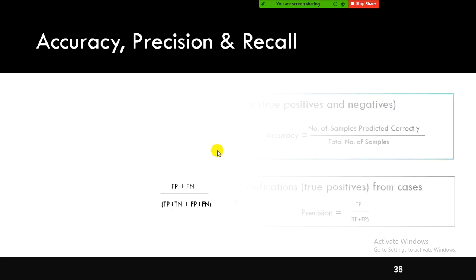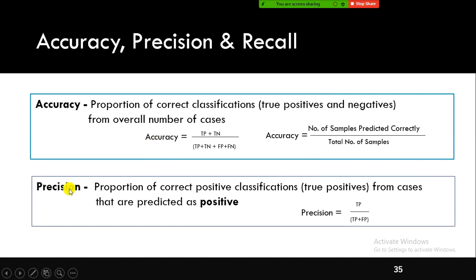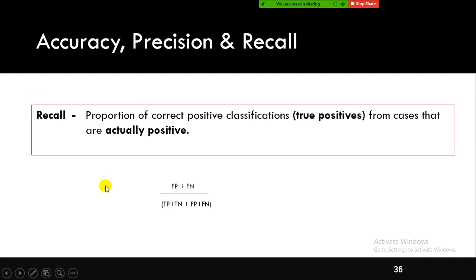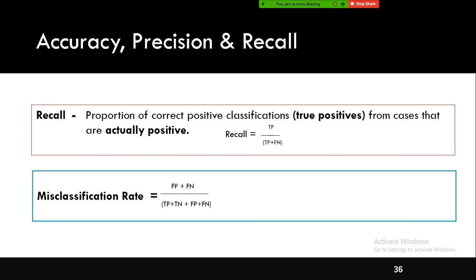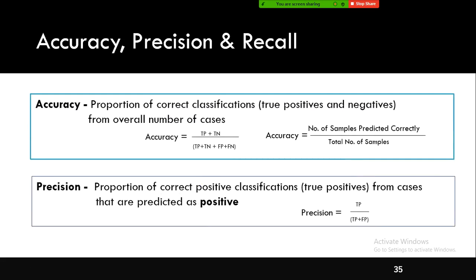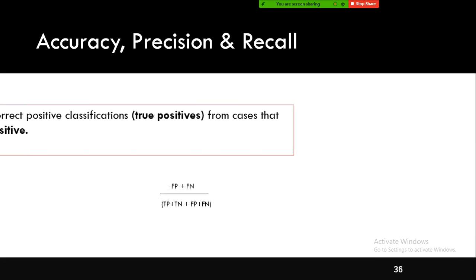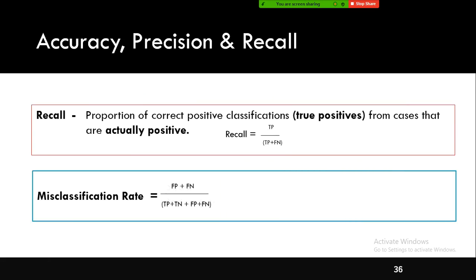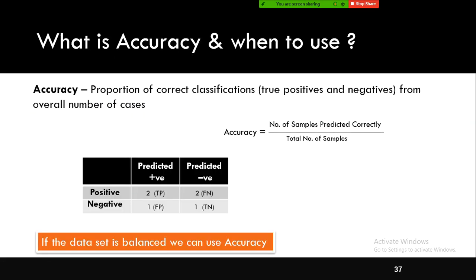So in total, you need to remember only four: accuracy, precision, recall, and the misclassification rate. But forget about misclassification rate. If you remember accuracy, precision, and recall, that is more than sufficient. Next, we'll start with what exactly accuracy is all about and when we are supposed to use accuracy.